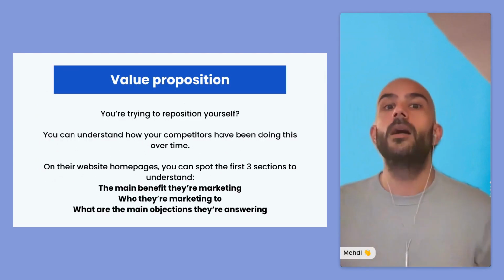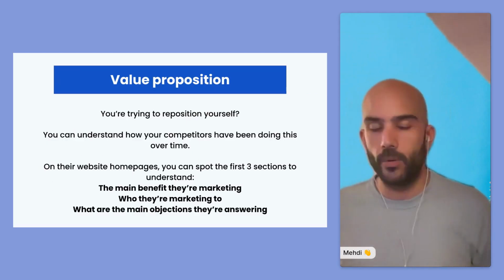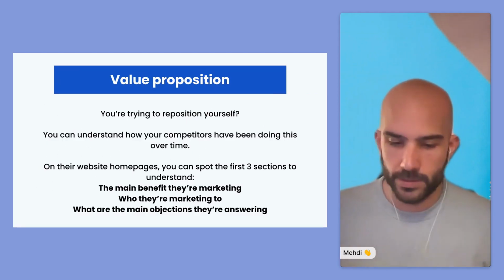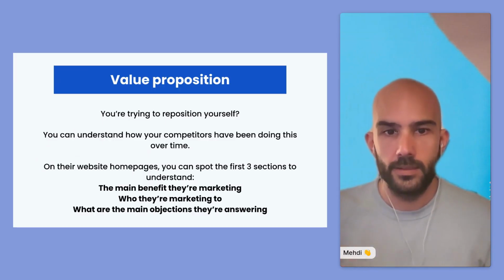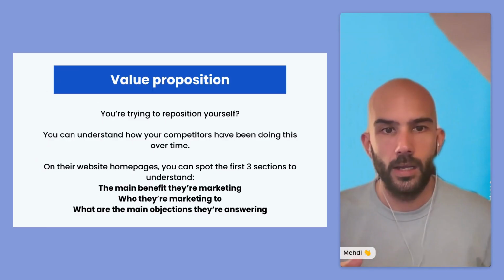So consistency. First thing, value proposition. This is one of the main ones, also because it also quickly relates to ads, hooks, and the audiences that you'd like to target.